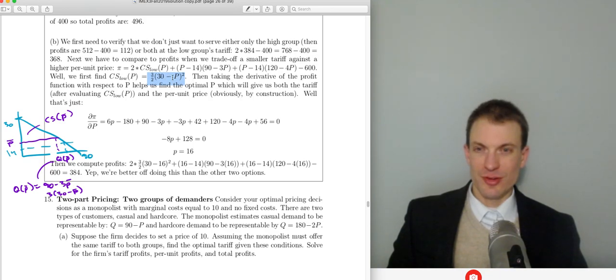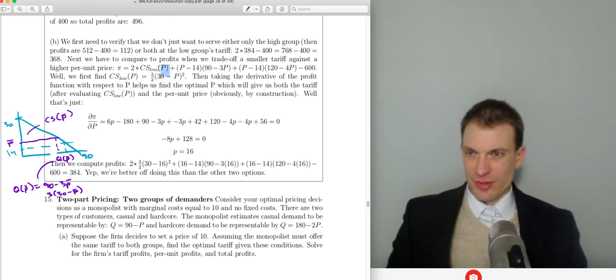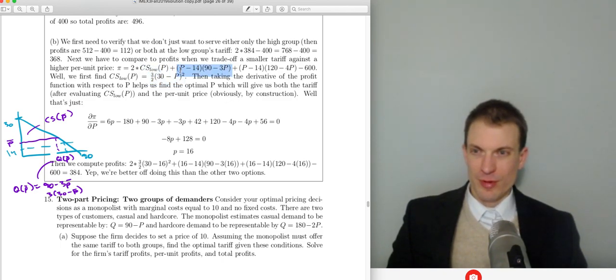Then I'll drop this into the profit function. That's going to be this right here. Here's my per unit profits from my low group, price minus marginal cost times demand from the low group. Here's my per unit profits from the high group, price minus marginal cost times demand from the high group, minus 600.